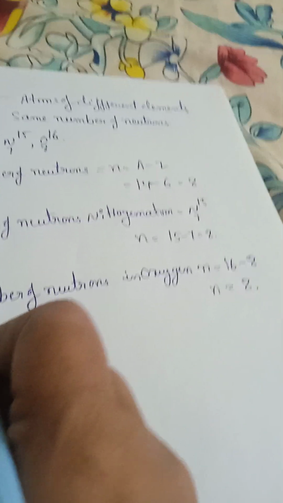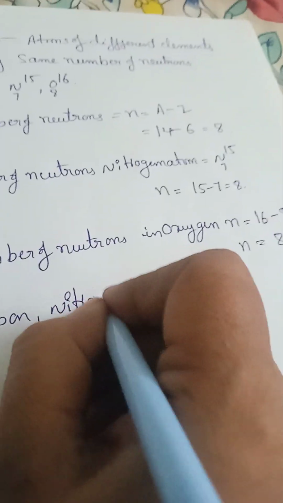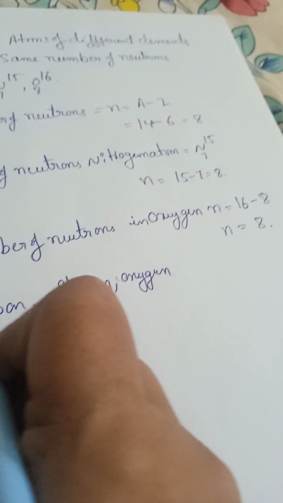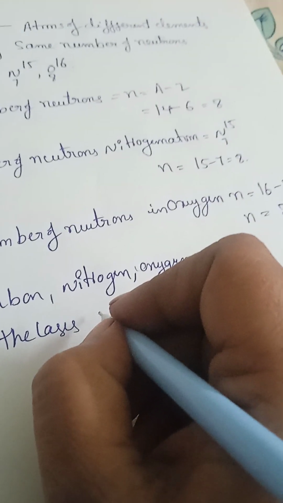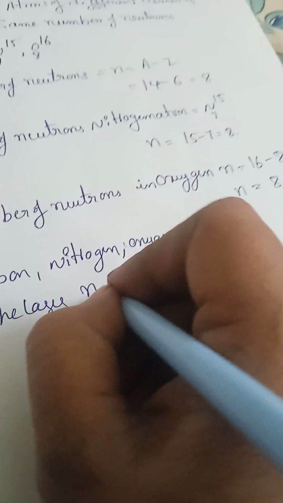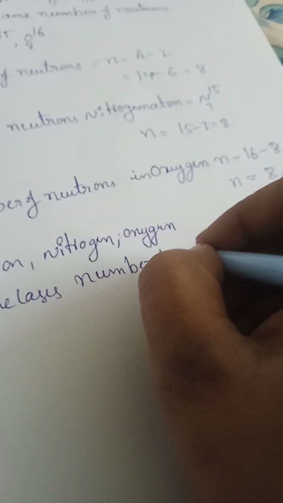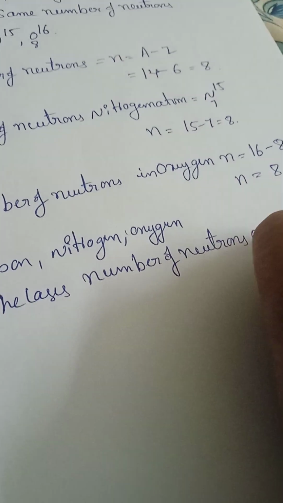So in all the cases, carbon, nitrogen, oxygen, all the cases, number of neutrons are same.